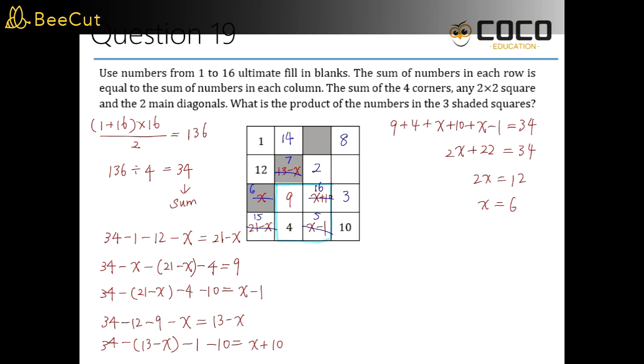After that, you check the first row, the missing number is 11. Second row, the missing number is 13. So 6 times 7 times 11, the product is 462.